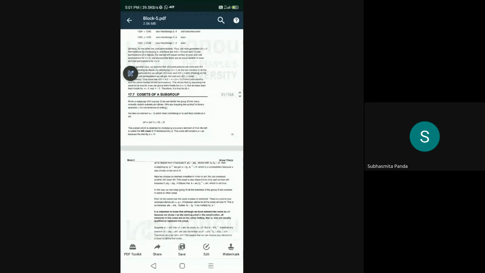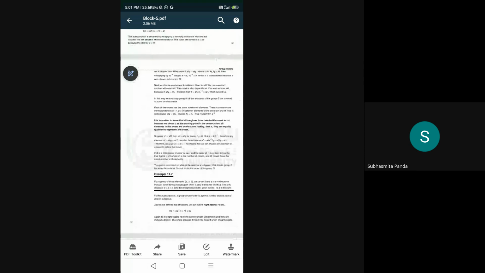Then the coset of a subgroup. Take an element a belonging to G which does not belong to H, and then construct a set aH equal to ah such that h belongs to H, a subset of G. The subset obtained by multiplying a to every element of capital H on the left is called the left coset of H determined by a. And this coset aH contains a, because the identity e belongs to H.